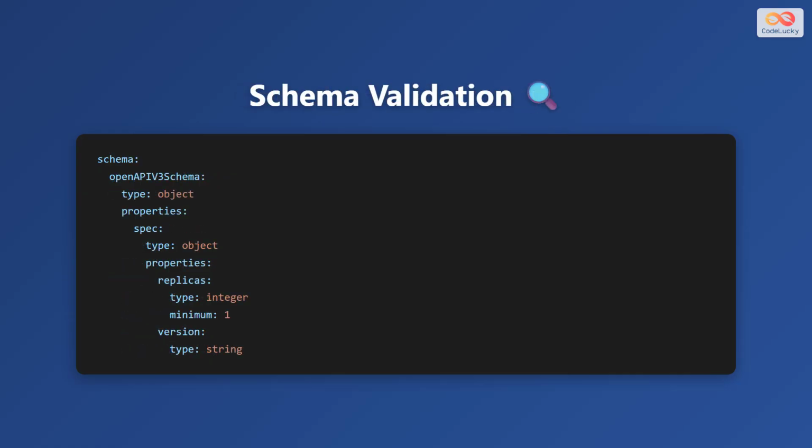Schema validation is crucial for ensuring data integrity in your custom resources. Using the OpenAPI v3 schema, you can define exactly what fields your custom resource should have and what type of data each field accepts. In this example, we define a schema where the spec section contains two properties: replicas, which must be an integer with a minimum value of 1, and version, which must be a string. This validation happens automatically when someone tries to create or update your custom resource, preventing invalid data from being stored in your cluster.